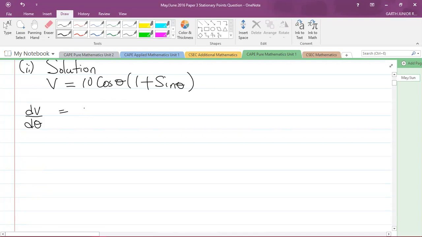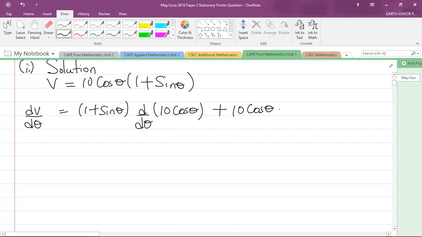Okay, so the product rule says what? v in this case is 1 plus sine theta. So v multiplied by du, d by d theta of u, in this case u is 10 cos theta, plus u, which is 10 cos theta, multiplied by dv. So that's d by d theta of v, where v in this case is 1 plus sine theta. Right? You should remember your product rule formula. Okay, great. So we're now going to have to simplify.